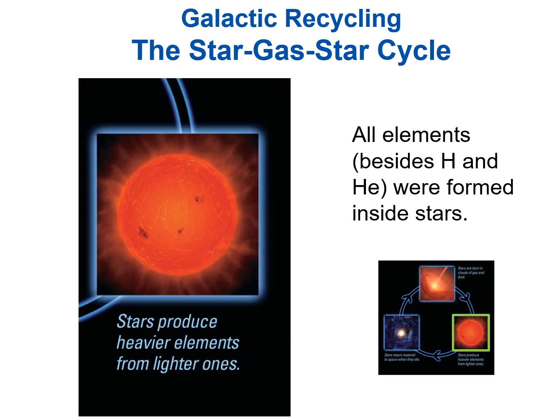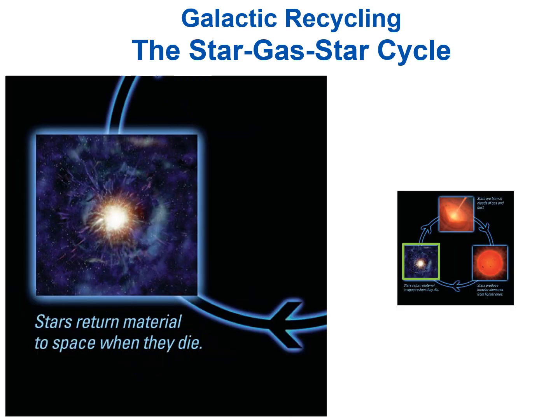Let's look at the first part of that cycle. All elements besides hydrogen and helium were formed inside stars. We believe that in the very beginning of the universe, there was originally hydrogen and helium, but no other elements. And all elements beyond hydrogen and helium have been formed inside previous generations of stars.